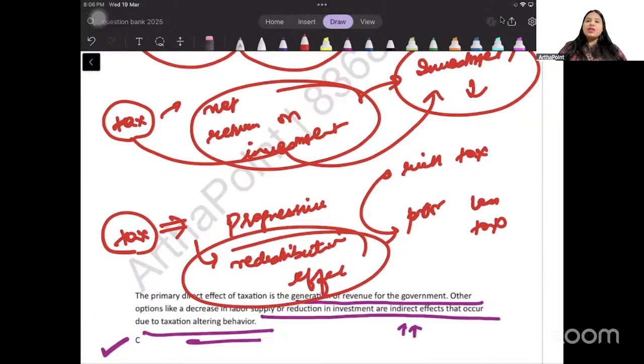So we can go ahead and we can say that the only direct effect of taxation is the collection of the government revenue. जो government revenue collect करती है, only that can be called as the direct effect of taxation. ठीक है? So I hope this answer is clear to you, beta. The answer will be C. Okay. Now let us go ahead and let us talk about the next question.